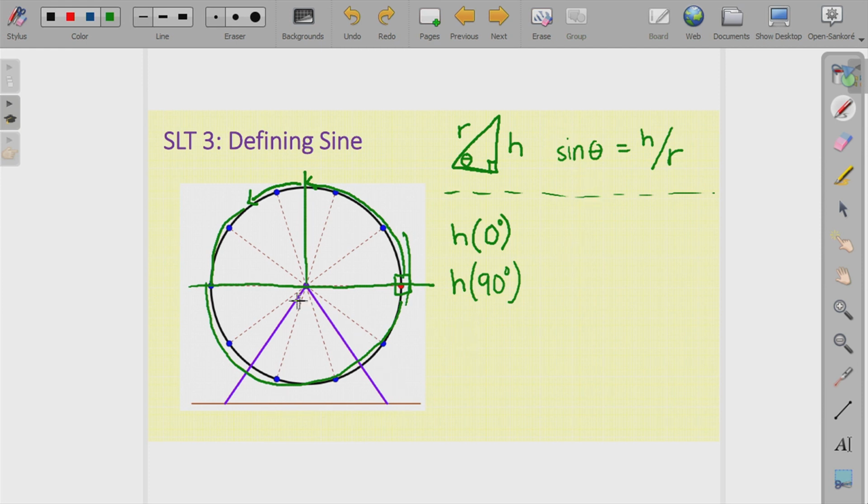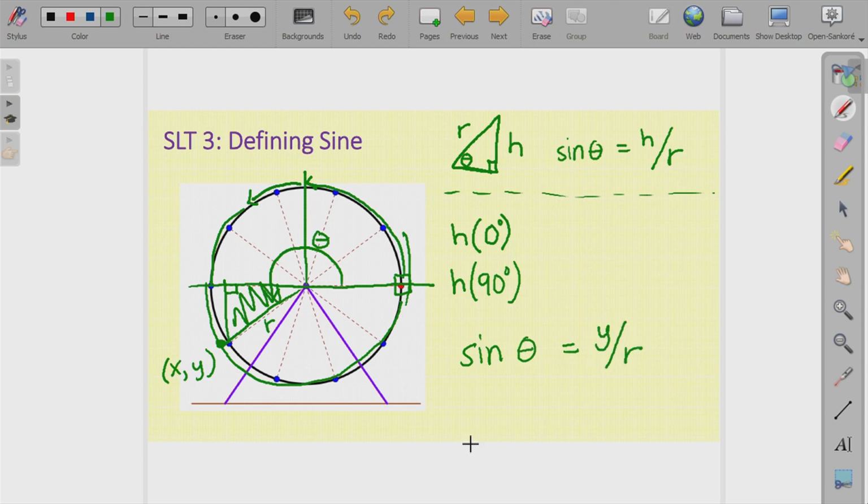So ultimately, students are led to what we know is the standard definition of the sine function, which involves the coordinates of a point on a circle of radius r. And so they're led to this understanding right here. If we rotate through theta degrees and land at a point whose coordinates are x comma y, we can define the sine of theta as the ratio of the y coordinate to the radius.